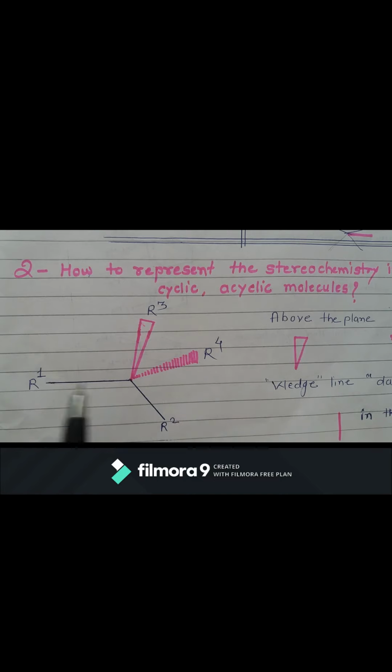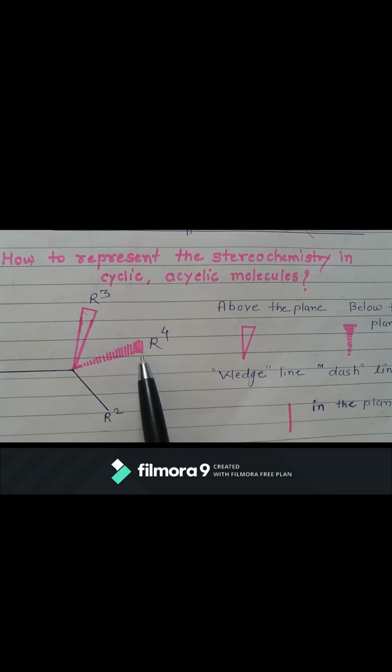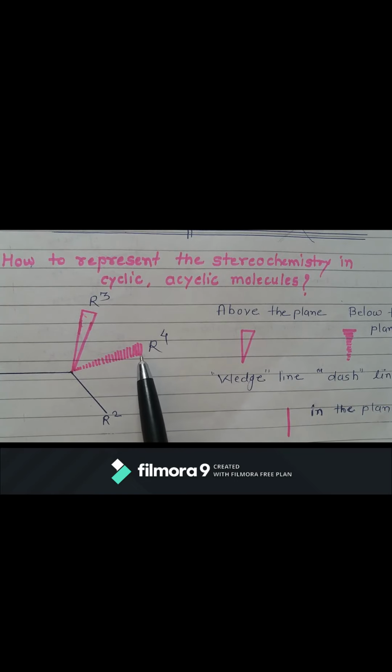Out of those four, this simple line represents the thing which is in the plane of the paper. Okay, with the molecule, these bonds are in the plane of the paper, and the wedge line or wedge bond points above the plane of the paper. Okay, this represents above the plane of the paper. And the next one, the dash line, represents the substituents pointing below the plane of the paper.